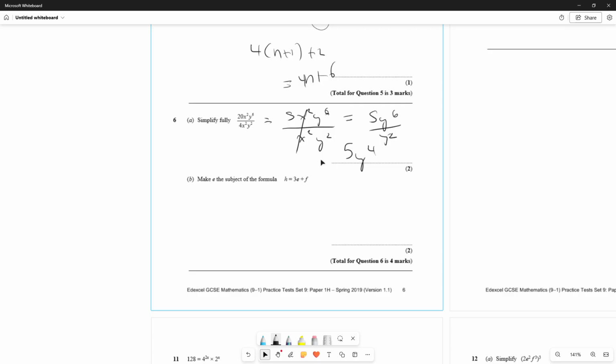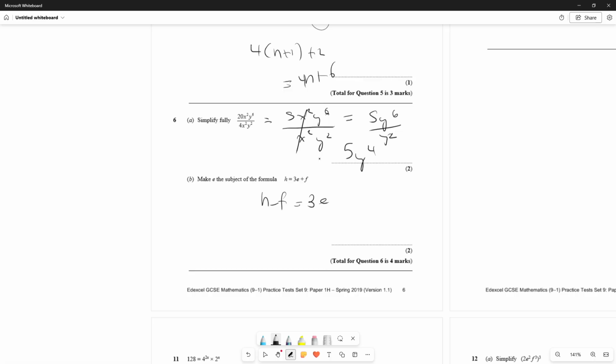Okay. Part B. Make e the subject of the formula h equals 3e plus f. Let's first isolate everything that has an e on the right side. We have a plus f here, but we want to just isolate the e. So if you have plus f, to get rid of it, we subtract f on both sides. So you get h minus f is equal to 3e.